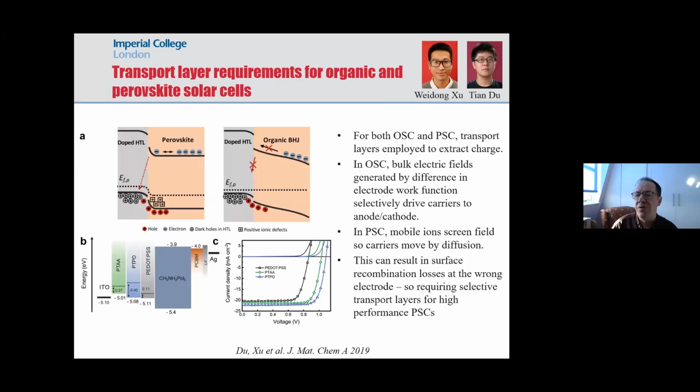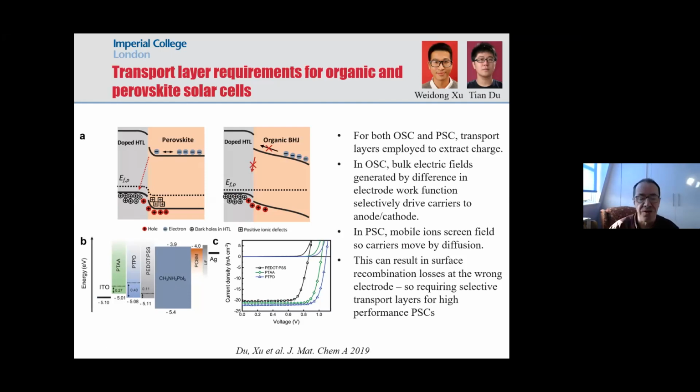The last point I wanted to make about comparing organic and perovskite solar cells is the importance of contact layers and whether they need to be selective. In organic solar cells, we have these fields between the different work functions of the cathode and anode, and these fields will drive the charges towards their respective contacts. And because of that, the selectivity of those contacts is not completely critical to device performance. It helps, but it's not essential.